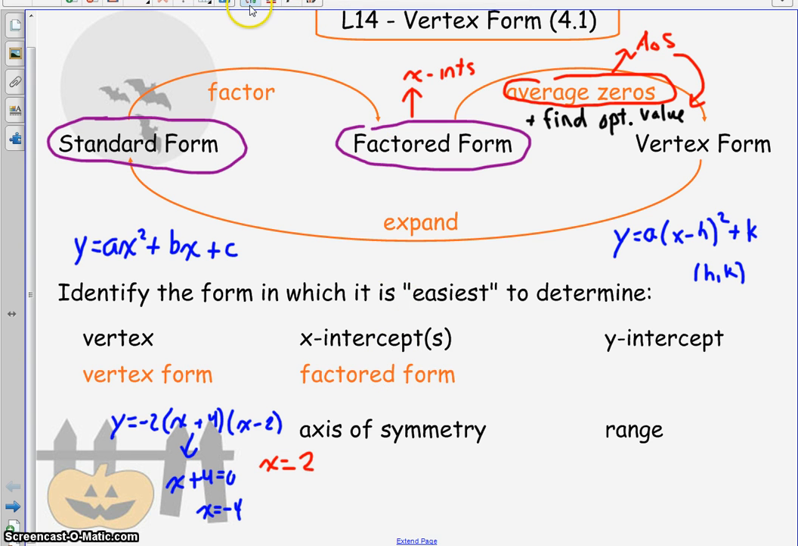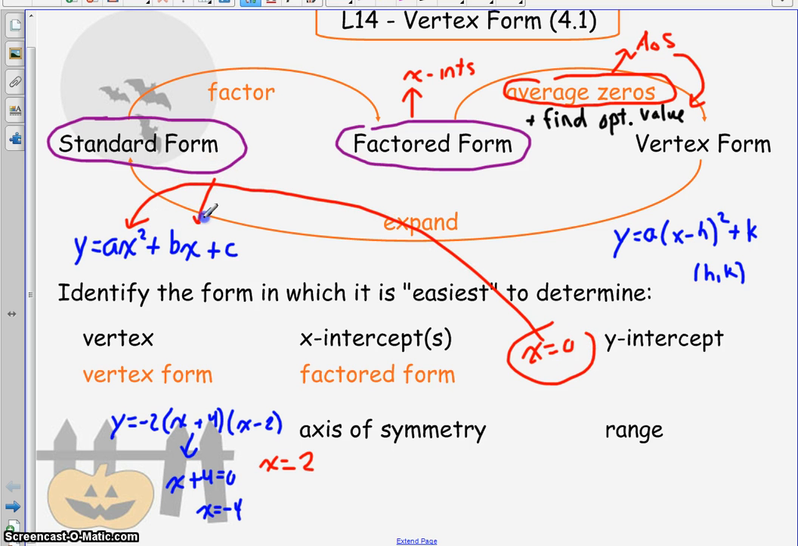Okay, with the y-intercept, that comes easiest from standard form, because remember at the y-intercept x is equal to 0. And if you put x equals 0 into standard form, what's going to happen? You have a times 0 squared, which is 0, plus b times 0, which is also 0, and all you're left with is plus c. So c is your y-intercept, so that's easiest to get from standard form.